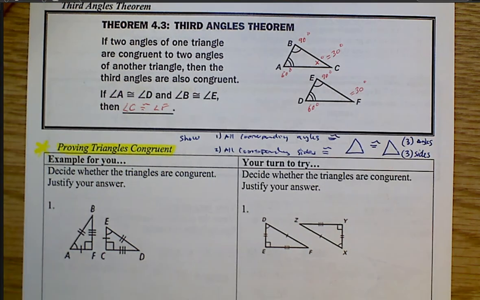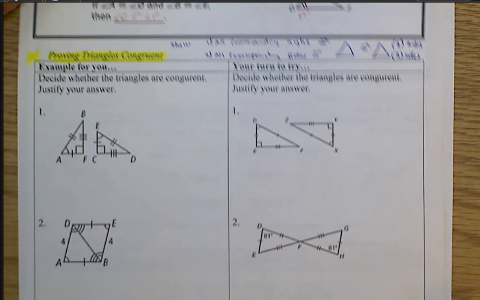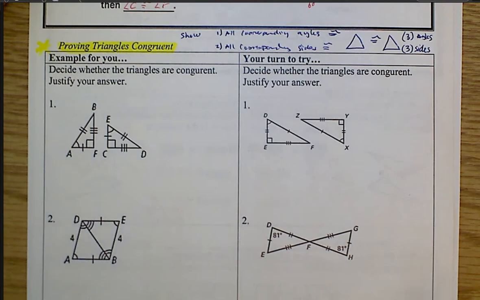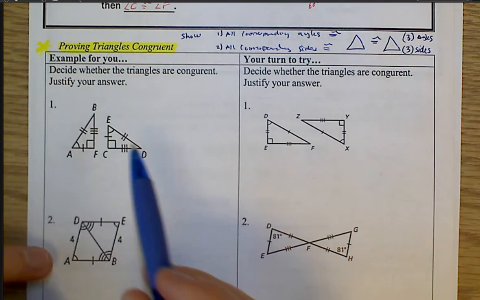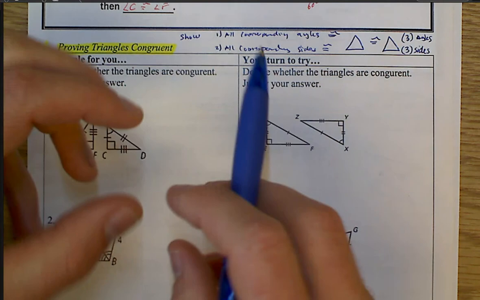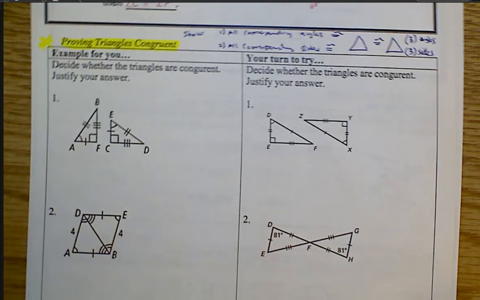All right? So let's take a look here. Let's take a look at some of these. It says, these are some basic questions. It says, decide whether the triangles are congruent. Justify your answer. All right? So if you look at these two, and again, some of these you may need to turn and flip and rotate to match up, but let's take a look.